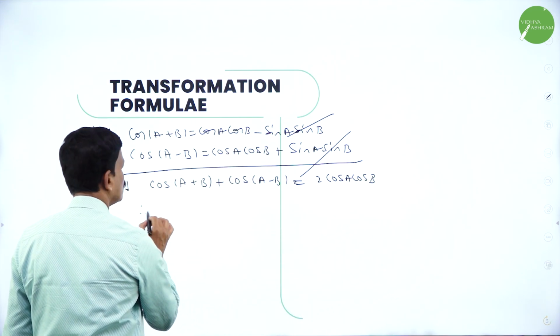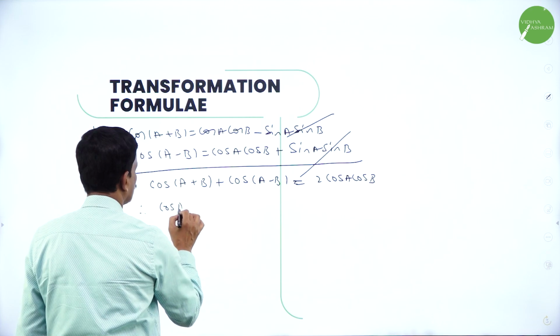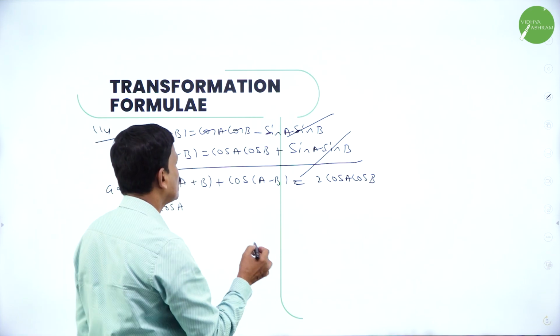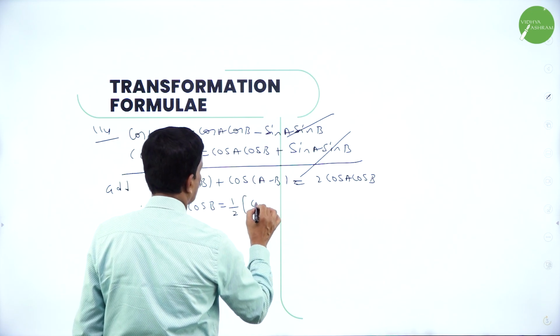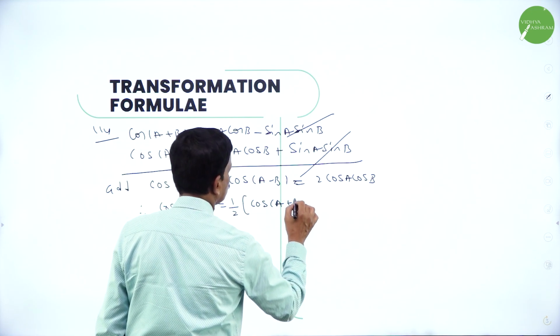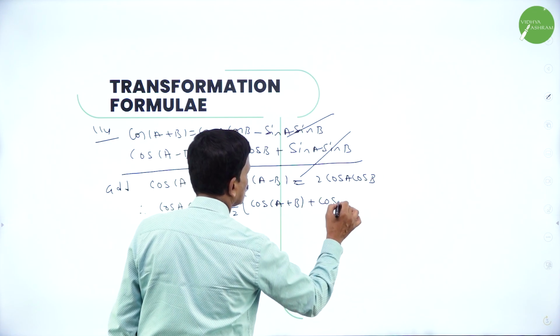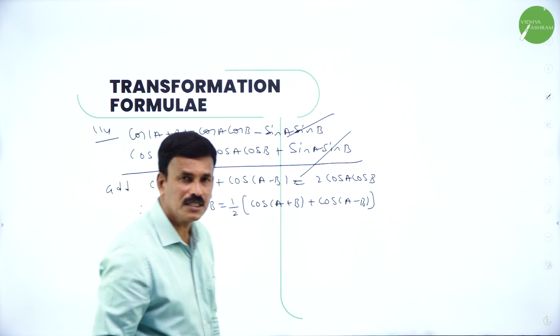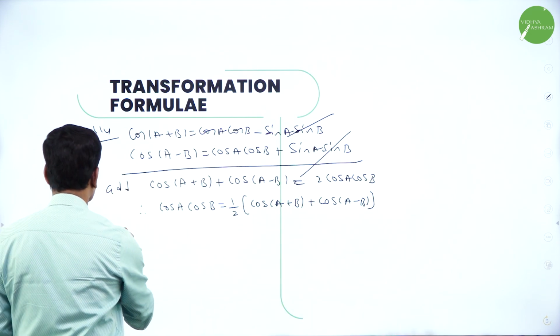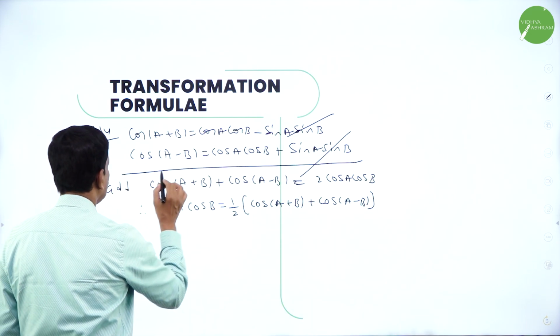So therefore, what do you write? From this we will get cos A cos B can be written as cos A cos B is equal to half of cos(A+B) plus cos(A−B). This is another formula.